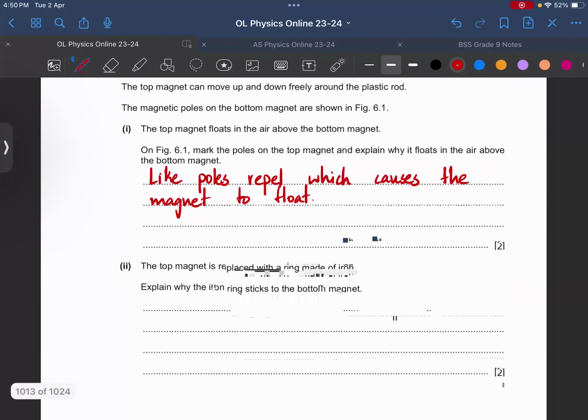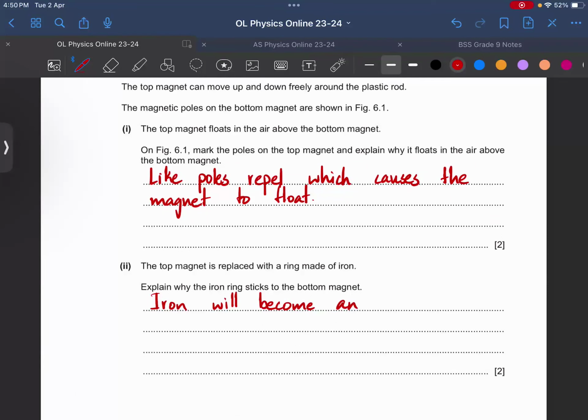Top magnet is replaced with a ring made of iron. Honestly, I haven't even seen this question. Explain why the iron ring sticks to the bottom magnet. अब ये stick क्यों कर रहा है? तो आप बोलेंगे कि भाई आयरन में इंड्यूस होगा मैग्नेटिज्म. तो इंड्यूस मैग्नेट कह लें या टेम्परेरी मैग्नेट कह लें.